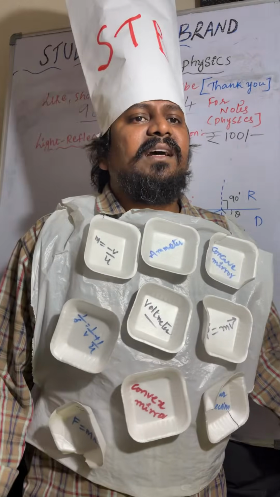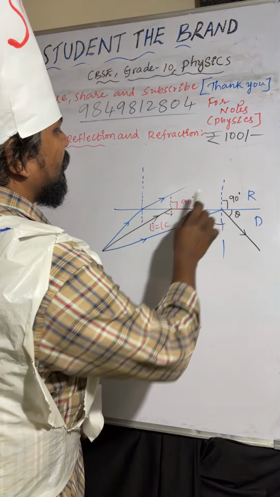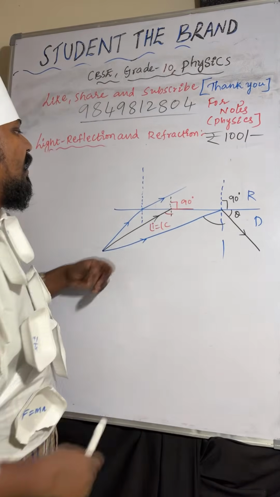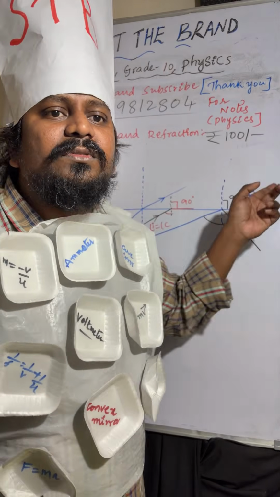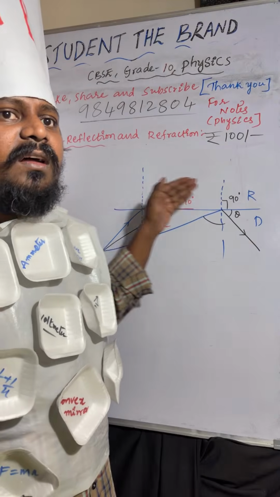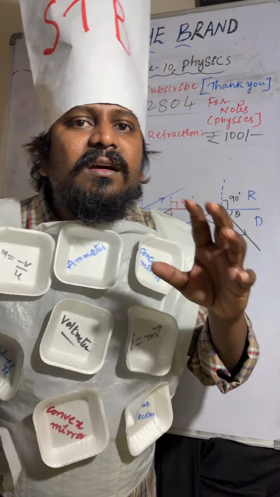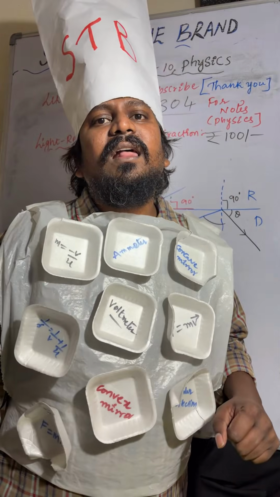But one thing is here. If the light ray is passing from denser to rarer, at a certain angle of incidence the refracted ray passes along the surface. That angle is called the critical angle.